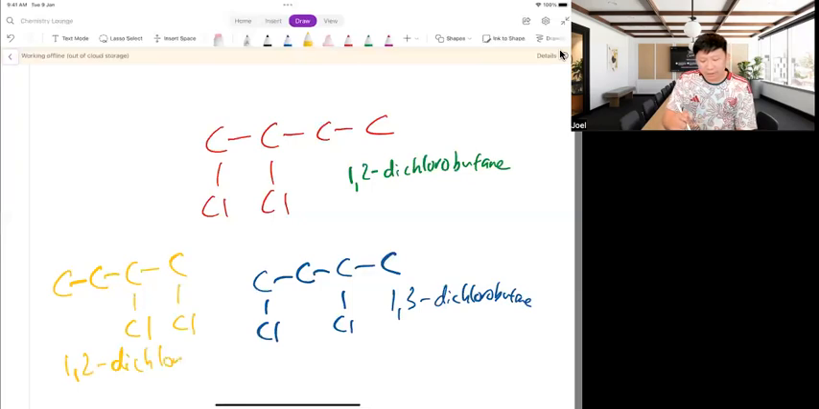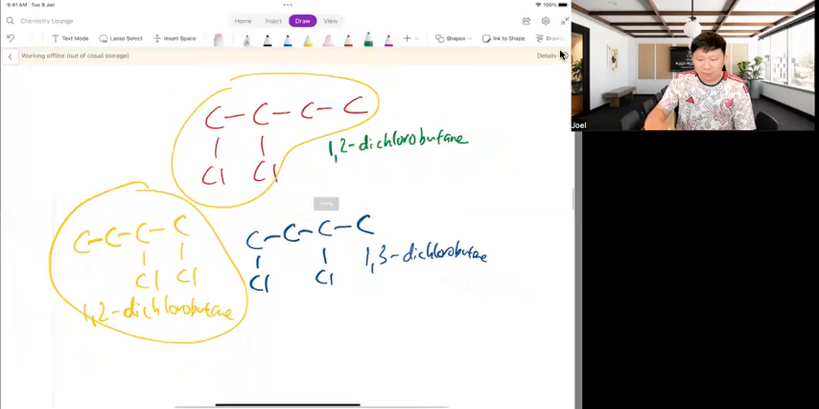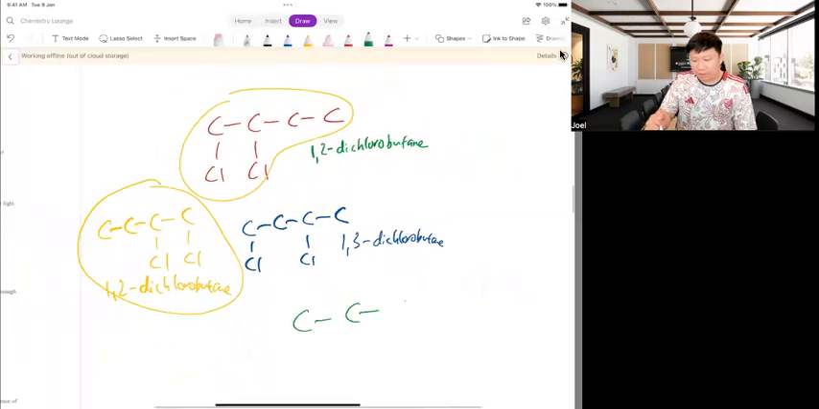1,2-dichlorobutane. You know why? Because you must count from the smallest side. And don't you think that this and this, they are the same? Remember I just told you about the isomer? It's just a flip, right? So count from the smallest side, important. I forgot to teach you this part. You understand? If I give you one more example, no stress.